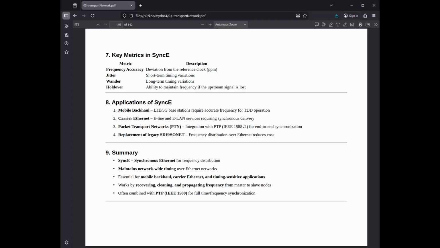Summary of SyncE applications. Application area, primary driver, key benefit. Mobile backhaul: 5G TDD and handover; eliminates radio interference and dropped calls. Carrier Ethernet: strict SLA/media; provides deterministic, jitter-free data delivery. Packet transport network: convergence; simplifies infrastructure by removing dedicated timing wires. Legacy infrastructure: modernization; allows legacy hardware to run on high-speed replacement fiber.